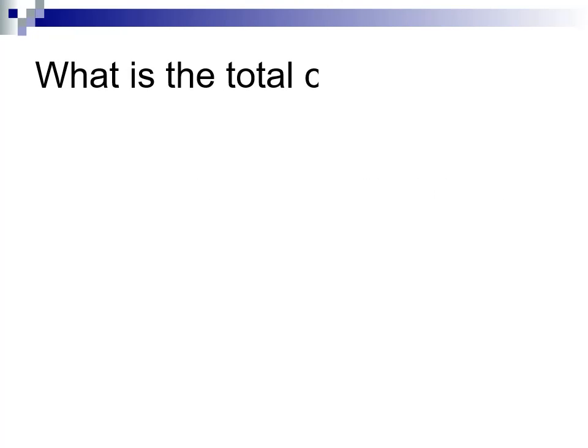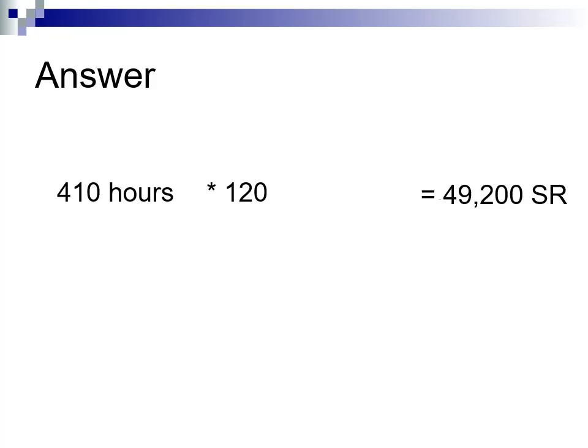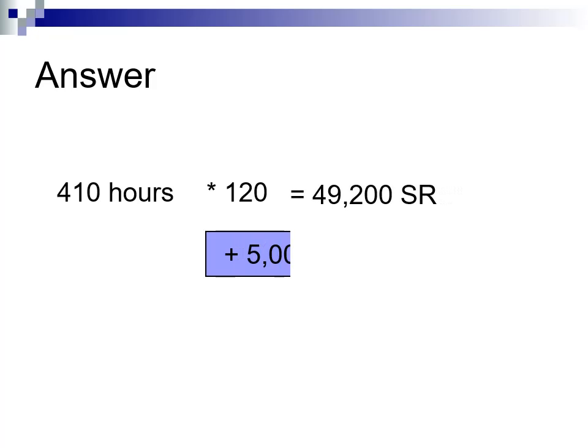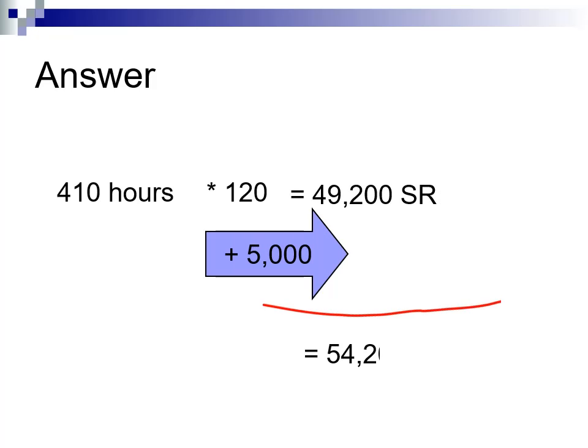What is the total cost for the 16th lot? To calculate the cost of the 16th lot, we multiply the number of labor hours, 410, by the cost per hour, which is 120, and that will result in 49,200 Saudi riyal. In addition to the fixed overhead of 5,000, the net result will be 54,200 Saudi riyal.